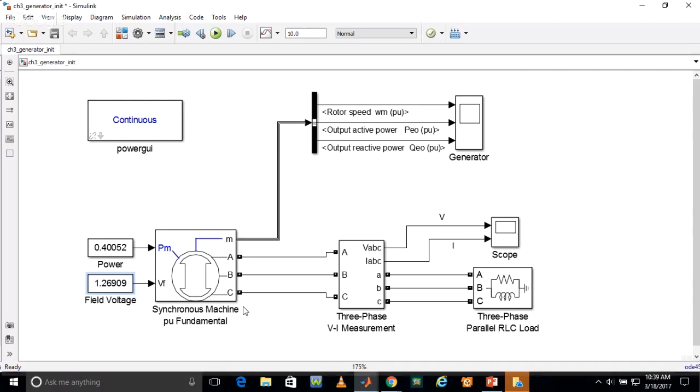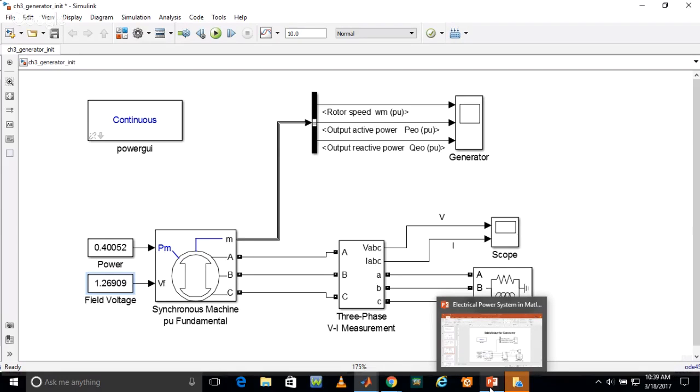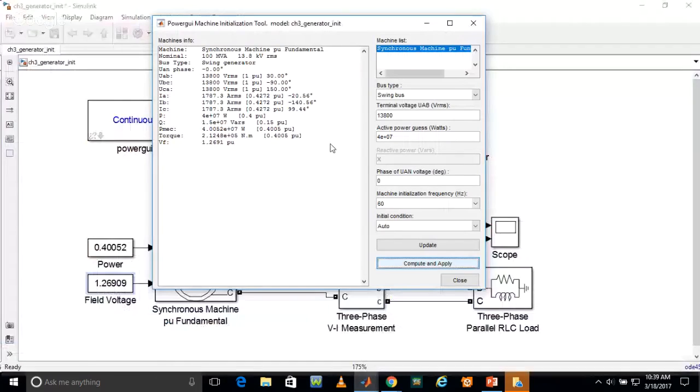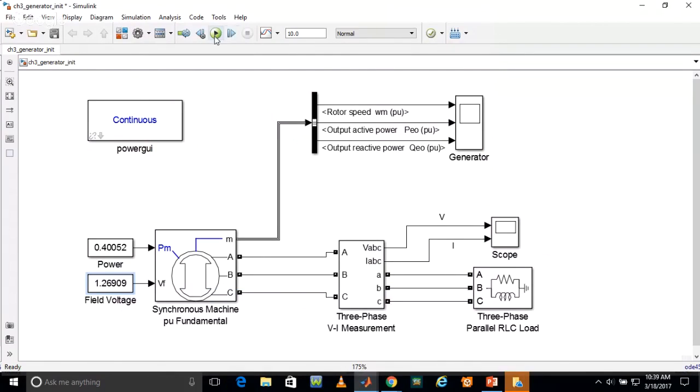As per the load requirement, our input setting of the synchronous generator is also changing. So what will machine initialization do? It will provide the initial values to a synchronous generator. It is already in the excited state, and then it will give the power out. Then you update it, and the moment you update it, run it now.